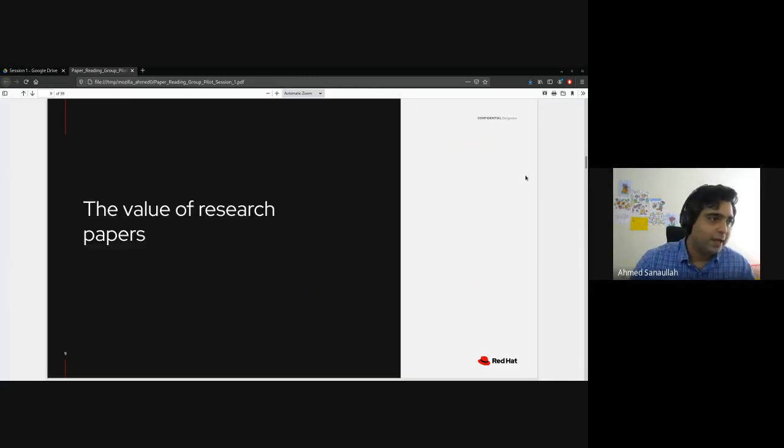So next we have what is the value of research, and this is what we have this paper reading group for. It is to really find value in this and show that there is value to be had in reading papers, and then reading papers as a group. And for me, there's actually a personal story here that I want to share.